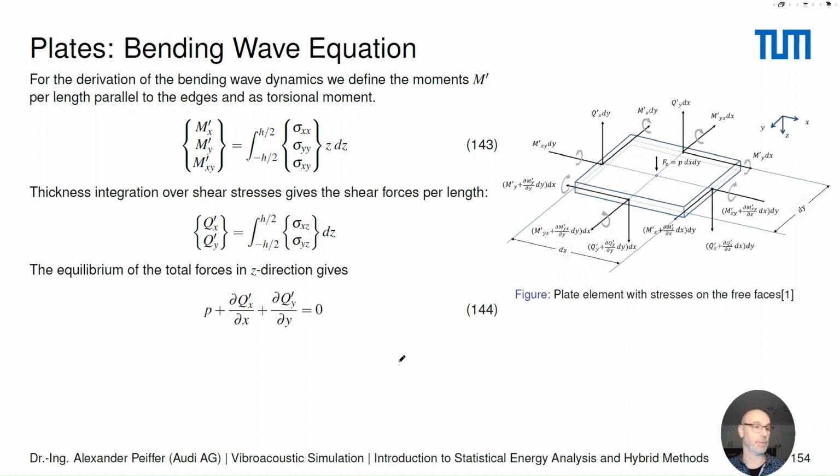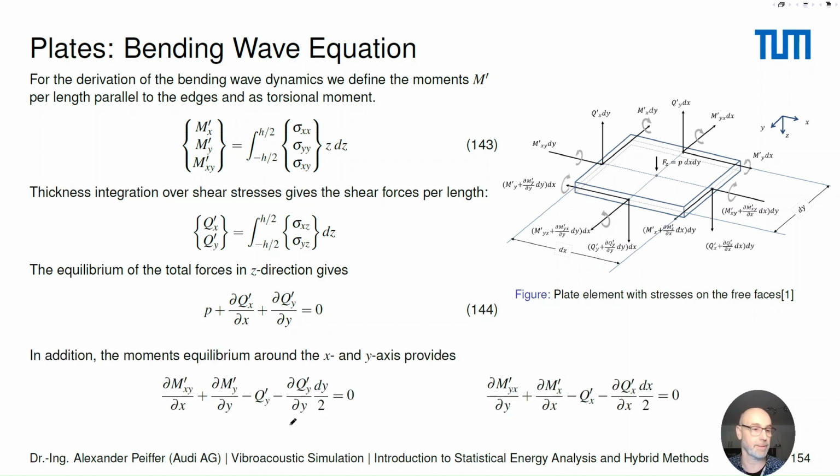Good. So we're using several equilibriums to get to our equation of motions for the plate, for the bending waves. So first of all, we take the equilibrium of total forces in the z direction, which gives us this expression here, just summing up all the forces in normal direction of the plate, which has to be equal to the external force here at the plate.